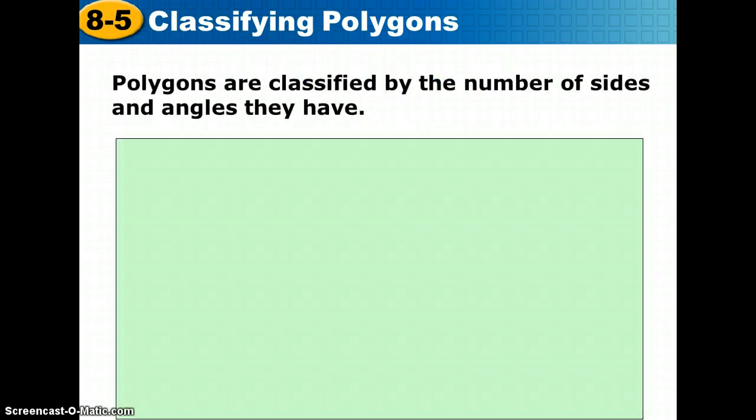Now, when we know we do have a polygon, we have to be able to give it a name. So we're going to name it by the number of sides and number of angles it has in it. So that one's pretty familiar. It is a triangle. 3 sides, 3 angles.